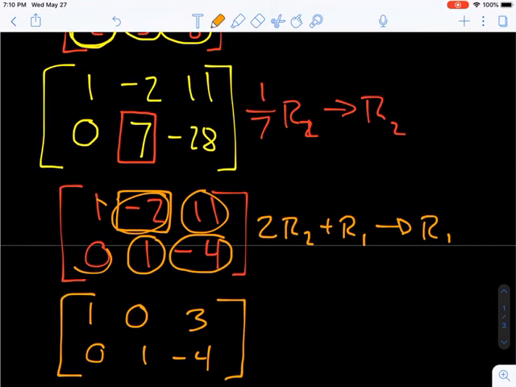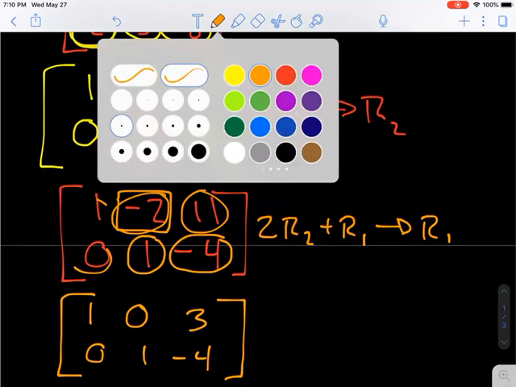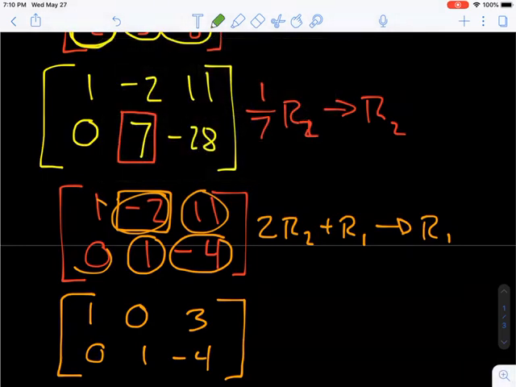So how do you know when you are done? You know when you are done when this part of your matrix is the identity matrix. When you have the main diagonal with 1s and then 0s in every other spot. So you have 1, 0, 0, 1. This is called reduced row echelon form. And when you have it in reduced row echelon form, it gives you the answers.